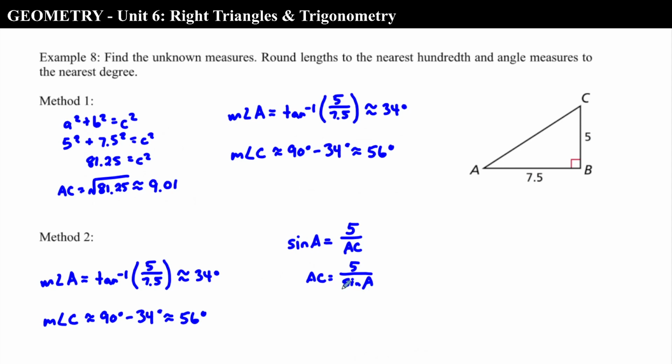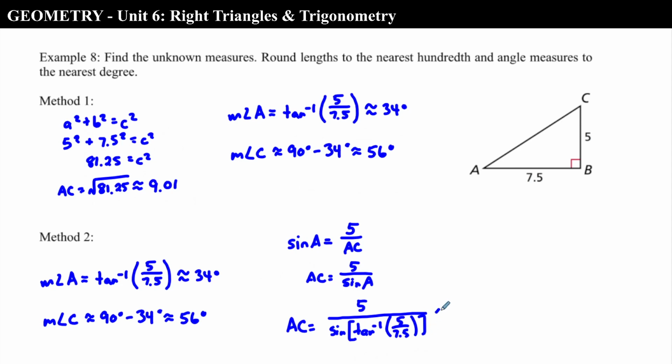Well, what is A? Well, we know that the measure of angle A is approximately 34 degrees, but we cannot use the approximation. So instead, what we're going to do is use the inverse tangent. This is exact, this is approximate. So we're going to drop in the inverse tangent of 5 over 7.5 in for A. So we're going to have AC is equal to 5 over the sine of the inverse tangent of 5 over 7.5.